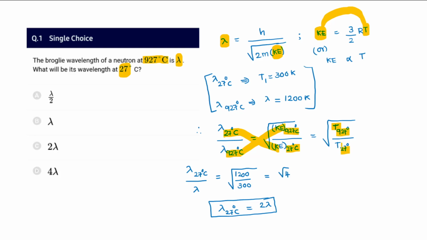So we are converting into Kelvin temperature, 927 plus 273, so we end up with 1200. 27 degrees Celsius plus 273 is 300. That results in root over 4. And lambda of 927 degrees Celsius is given as lambda. So substituting that here, we get 2 lambda as the answer. So option C is the correct answer for this.